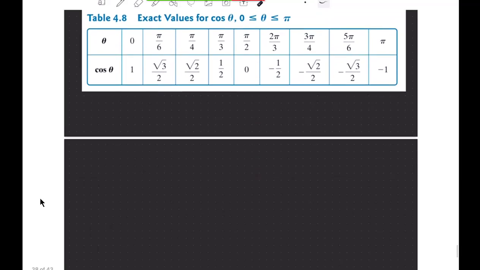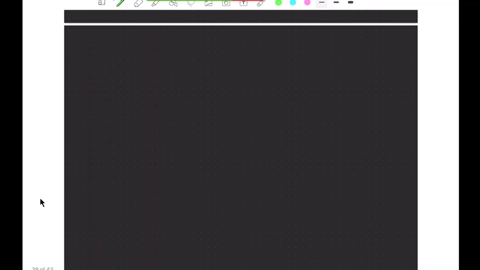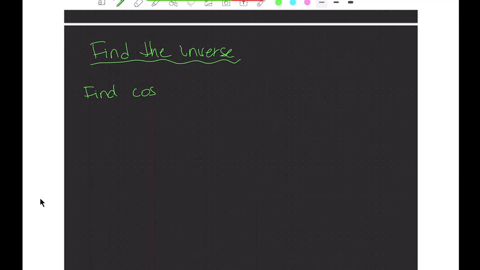All right, ready to try one? Find some inverses of these guys. So find the inverse. Not the universe, just the inverse. I already told you, 0 to pi, right? Let's find cosine inverse of negative square root of 3 over 2.